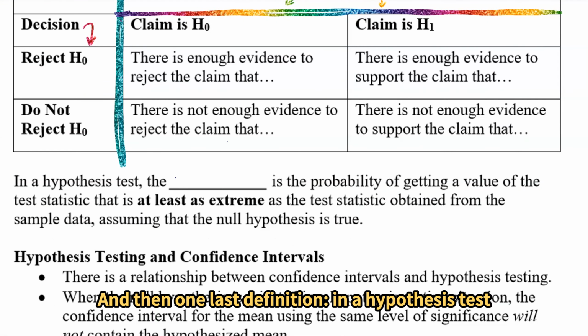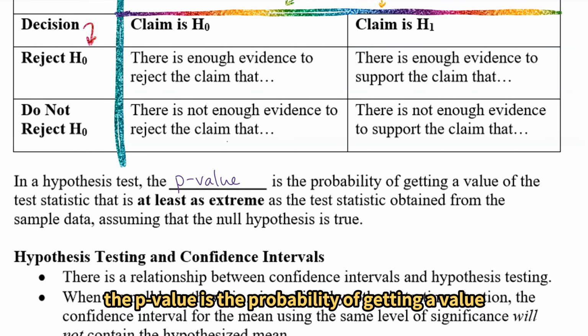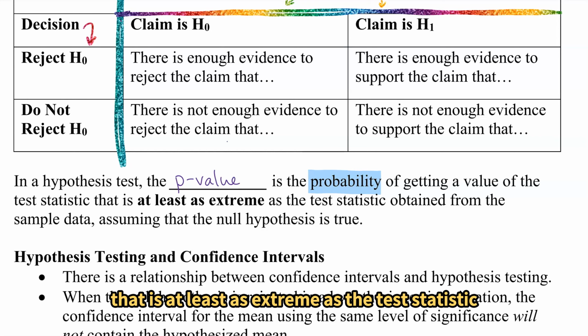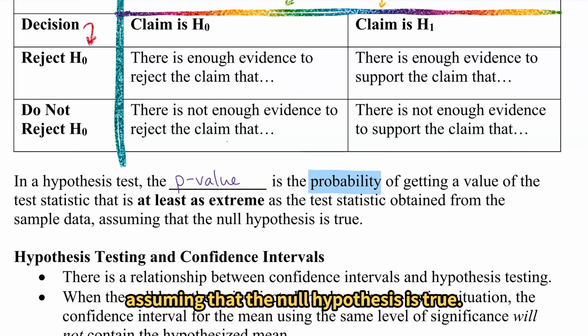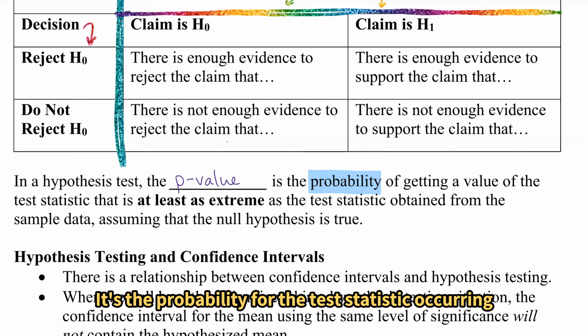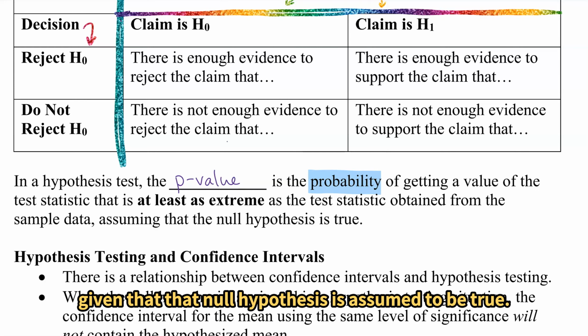In a hypothesis test, the p-value is the probability of getting a value of the test statistic that is at least as extreme as the test statistic obtained from the sample data, assuming that the null hypothesis is true. Big picture, the p-value is coming from the test statistic. It's the probability for the test statistic occurring given that that null hypothesis is assumed to be true.